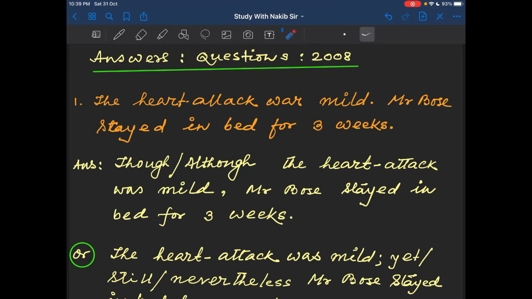And once the connection, the relation is found, your intellectual work is done. And now the mechanical work. You have to join them with the necessary connectives. Okay? So you have to keep a few connectives ready in your memory, in your head. Then the work will be easier for you.